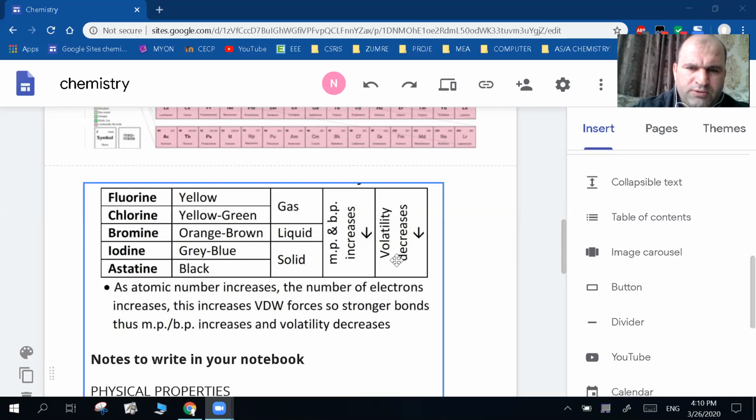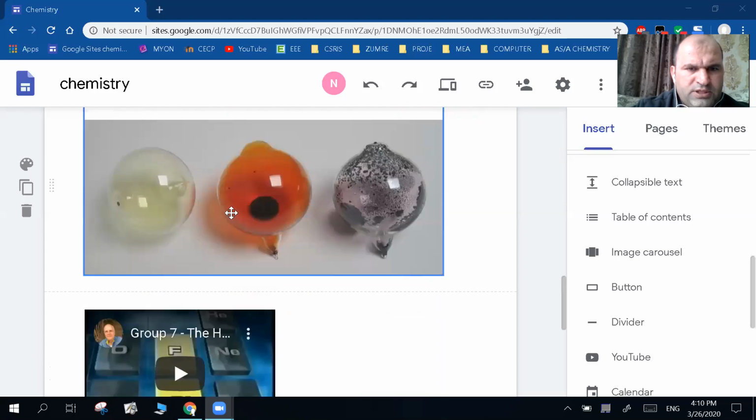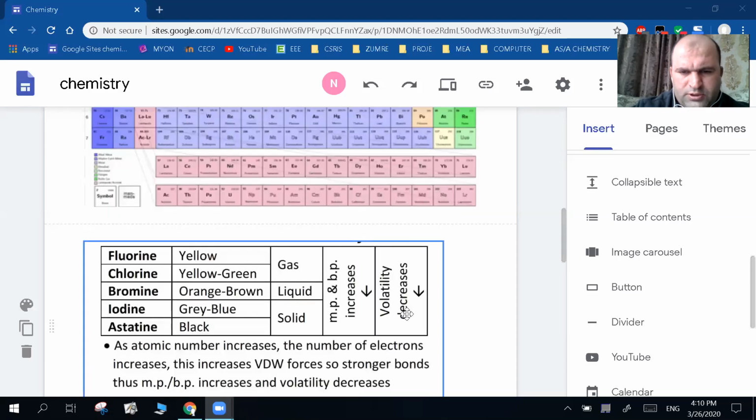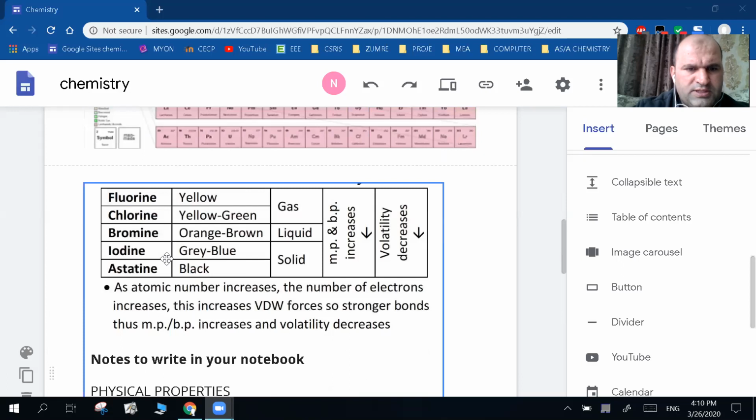Volatility is a property of matter. It describes how readily a substance can vaporize, turn into gas. It is inversely proportional to the strength of van der Waals forces. You can compare the volatility of bromine and iodine: bromine is more volatile than iodine because it has weaker van der Waals forces. This property is inversely related to the strength of van der Waals forces. Overall it's like this.